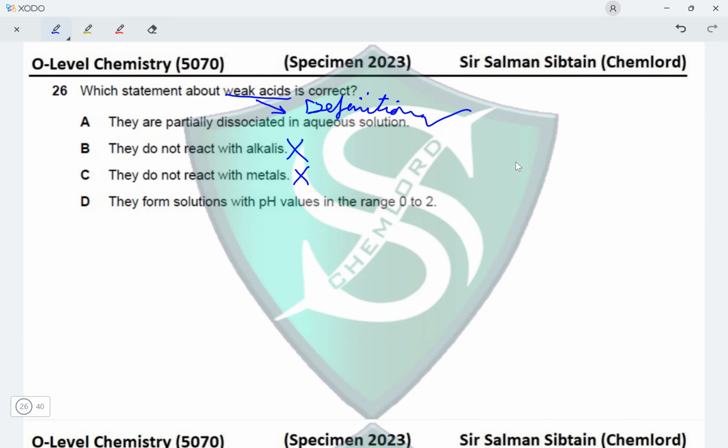Option D, they form solutions with pH values in the range of 0 to 2. No, 0 to 2 is the pH range for strong acids. Since they're talking about weak acids, they will have a pH greater than 3 and less than 7. So this is the range for the pH of a weak acid. What option D is describing is the pH range of a strong acid. So option D is incorrect. Based on our choices, option A is the correct option for this question.